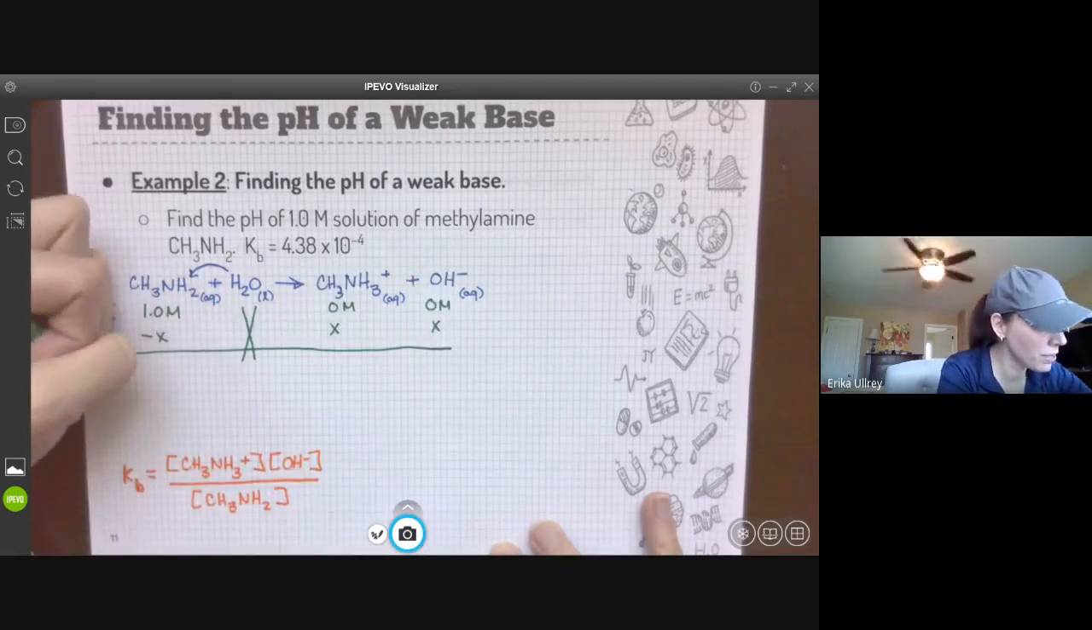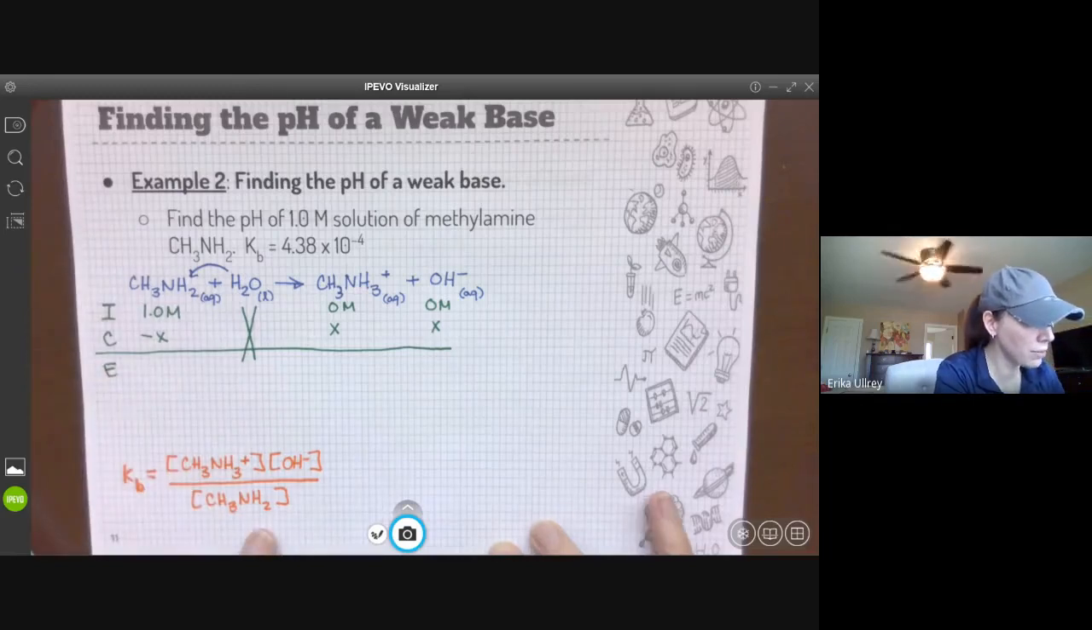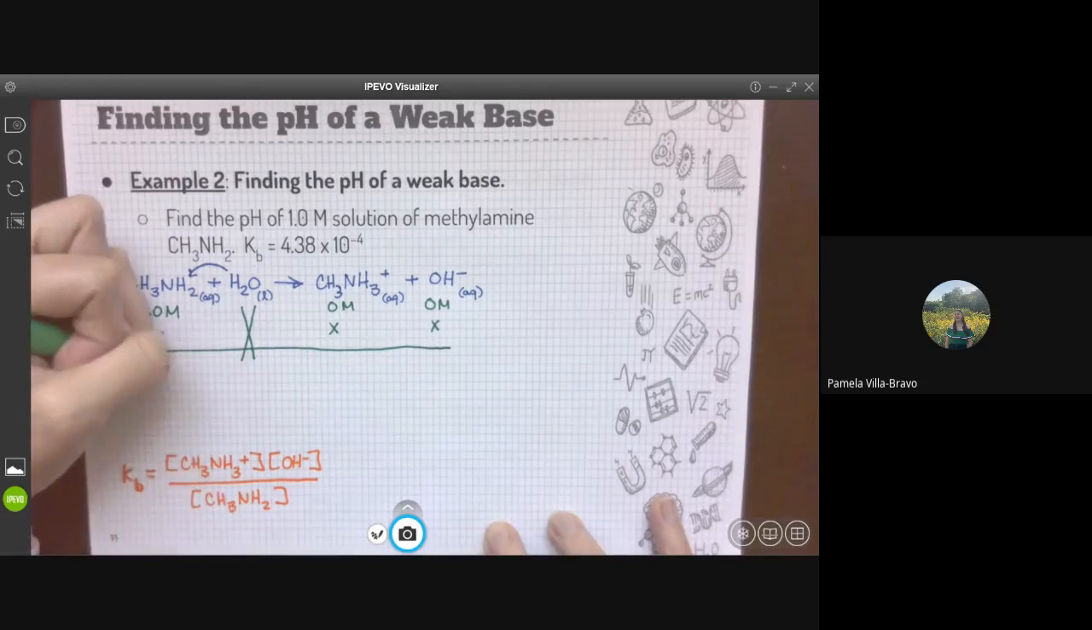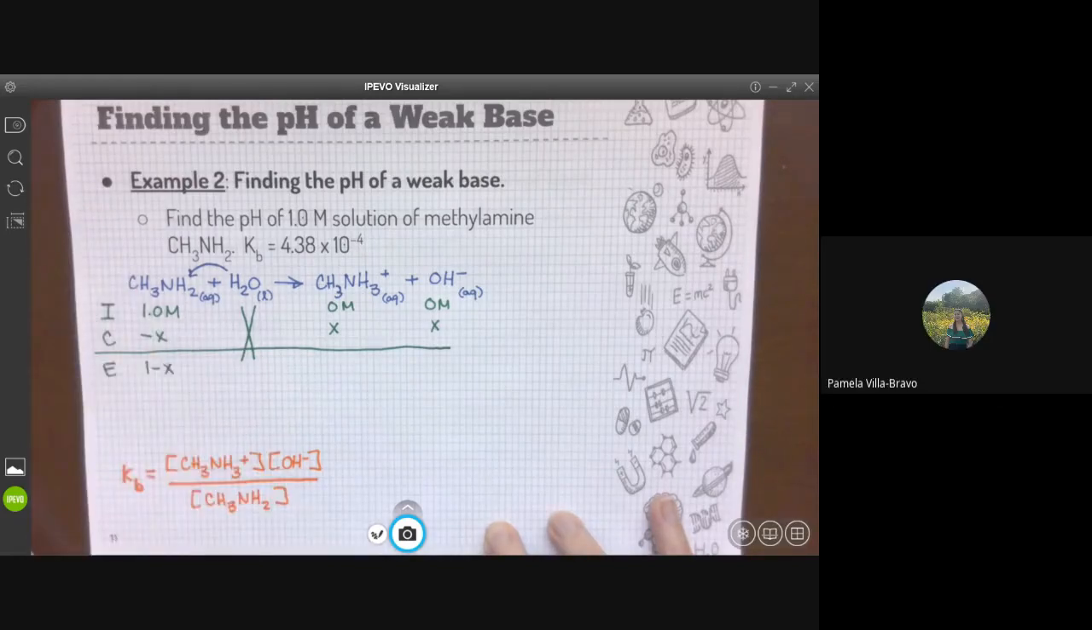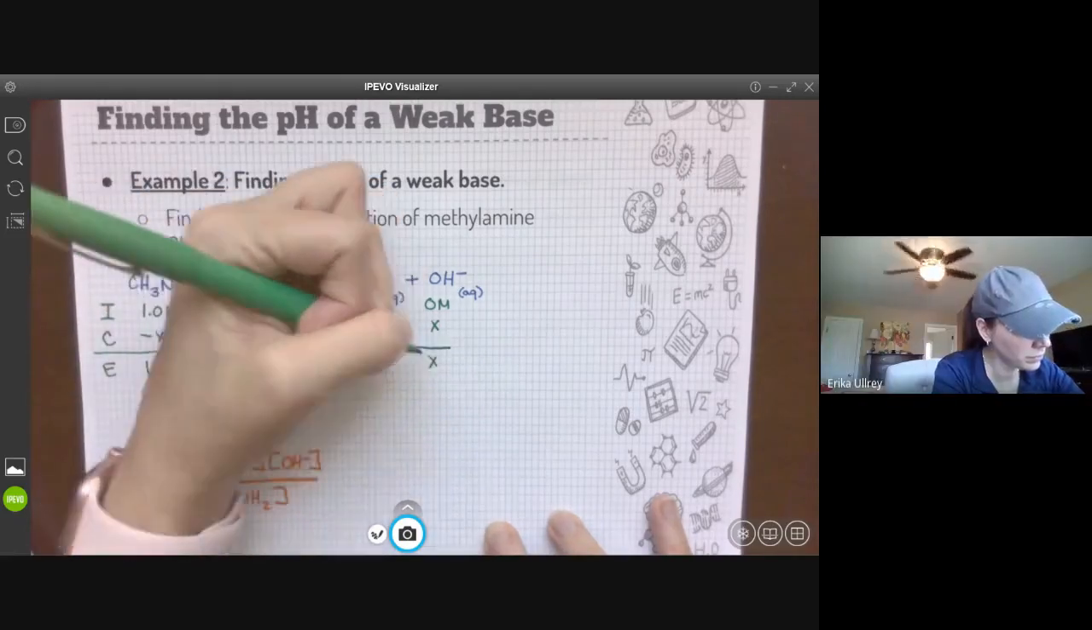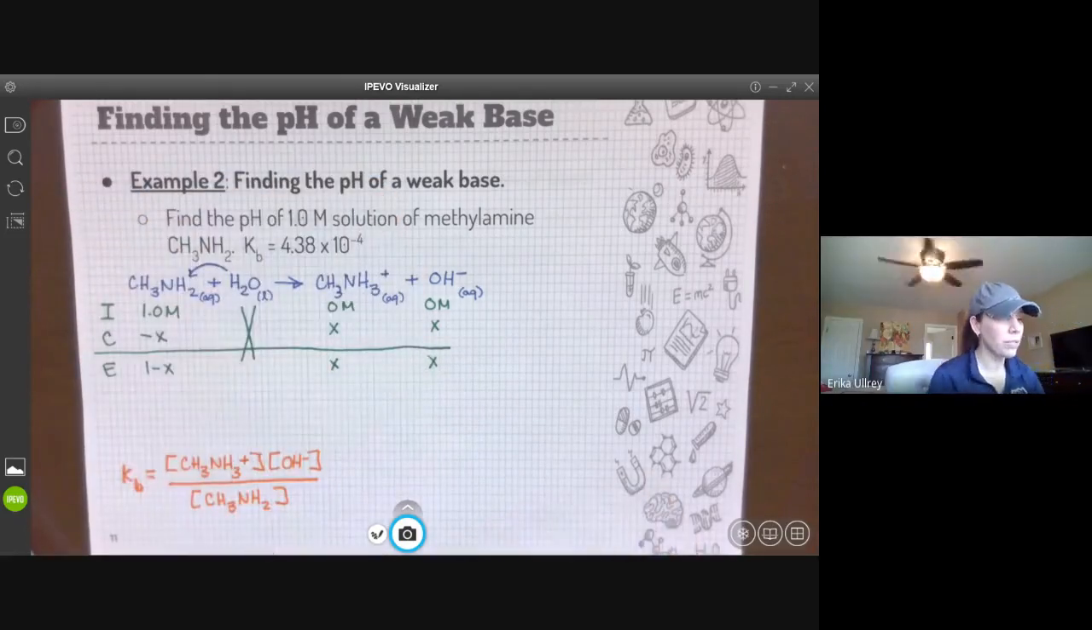Perfect. So then what's going to be my equilibrium line? What do I got going on there? It would be 1.0 minus X. And then for the other ones, it would just be X and X. Perfect. Okay, so we got that going on for us. What is going to be our next step? What do we have to do after this? Emily Augustine, what am I doing after this step?